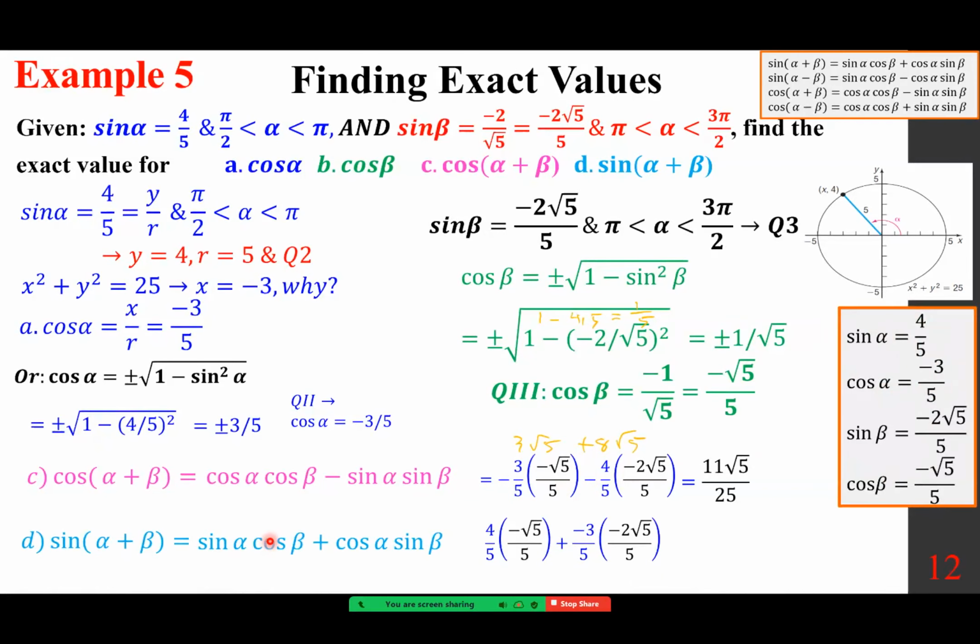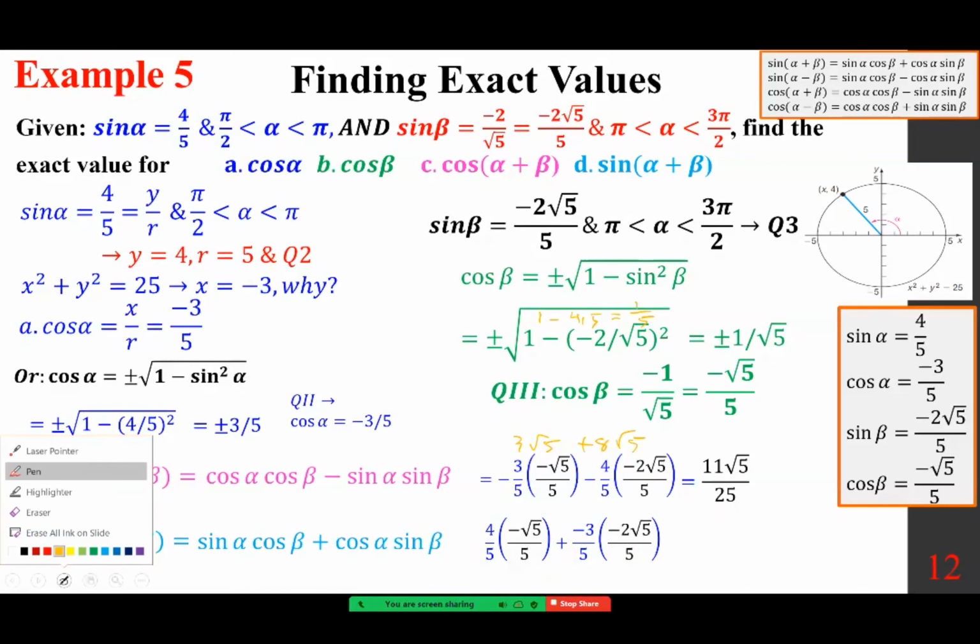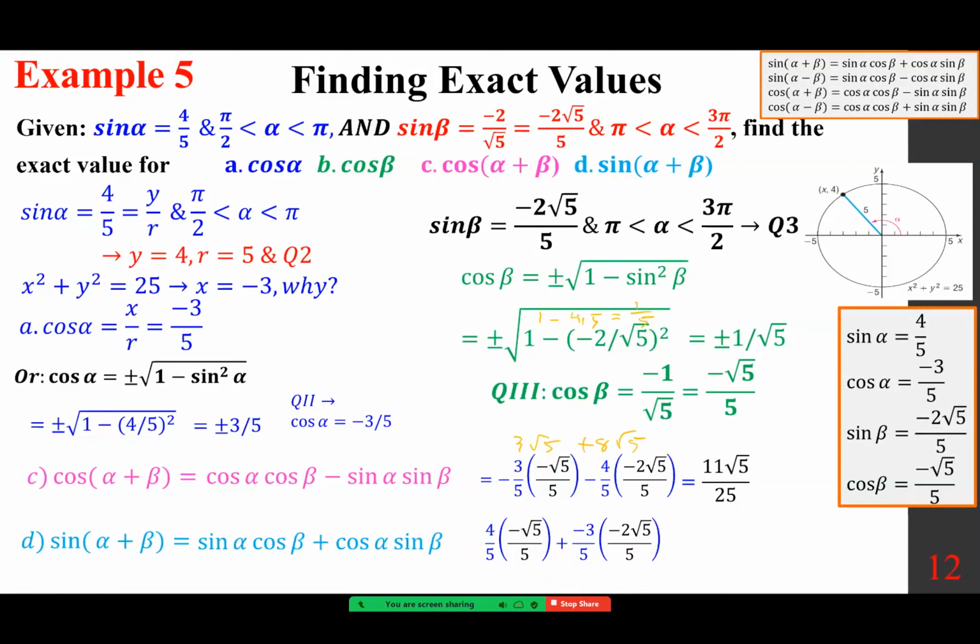Again, let's do the math. The denominator is 25 in both cases, so we have no problem. Then let's look at the numerator in both cases. So we have, let me use a different color here. Okay, so 4 times square root of 5, so minus 4, it's negative. Then negative 3 and negative 2 square root of 5, it's positive 6 square root of 5.